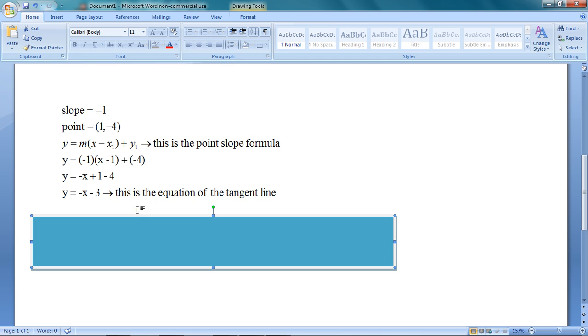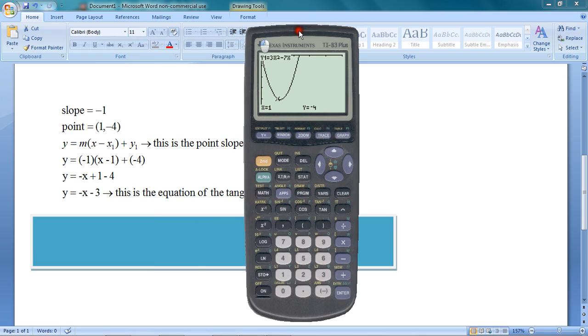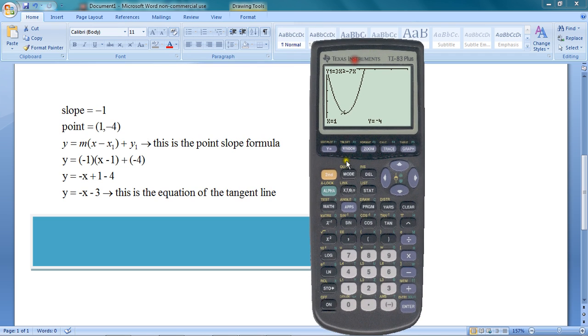But what I want to do is go back and look at this, and put in this equation and see if it really is a tangent line. So I'm going to go into y equals, into y sub 2, and I'm going to put in negative x minus 3. Now if this is a tangent line, what I should see is that this line will cross my quadratic function at the point 1, negative 4, and not touch anywhere else.